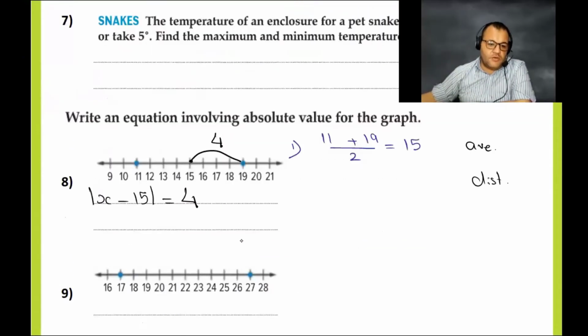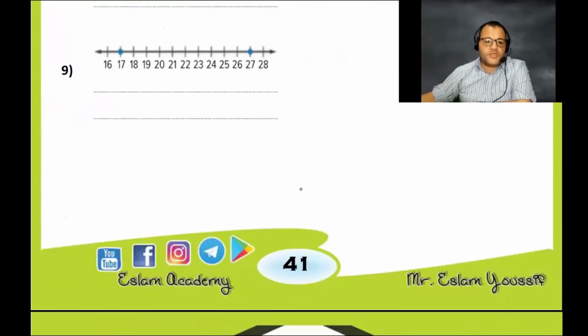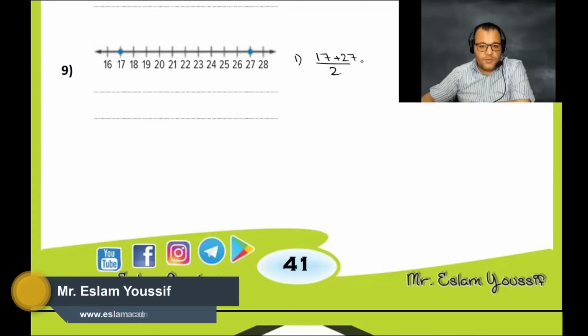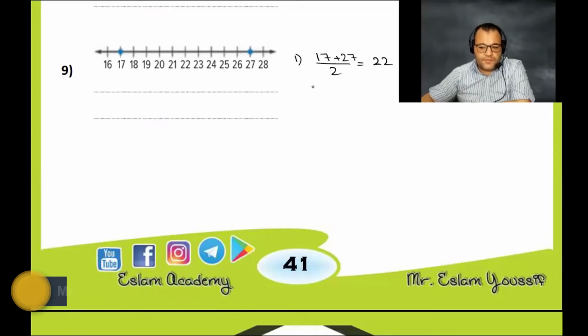It means that you can solve question number 9. So who can solve question number 9? If you can solve it, please raise your hand. Abu Ghandar? Yes. For it, we have the 2 high points, which are 17 and 27. So the first one, we're going to find the average by summing 17 and 27 and dividing by 2. The answer now will be 22.